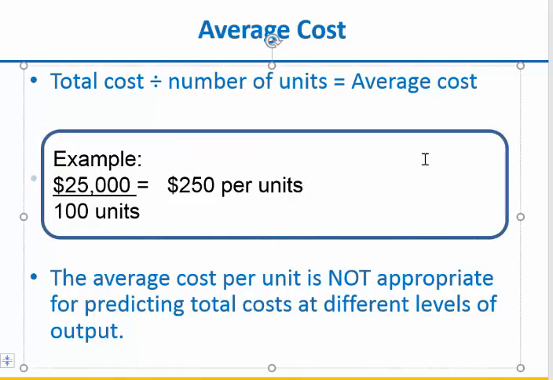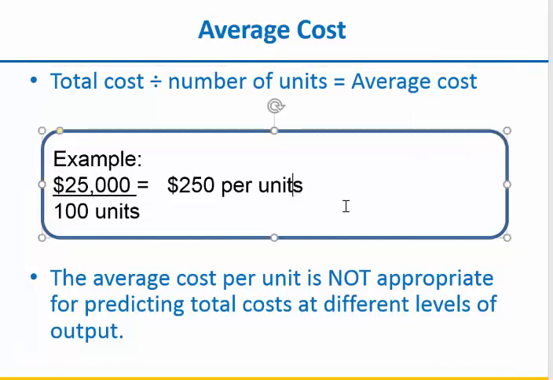Sorry, the average cost per unit is, I should not have said that. The average cost per unit is $250. So that's how I find the average cost.